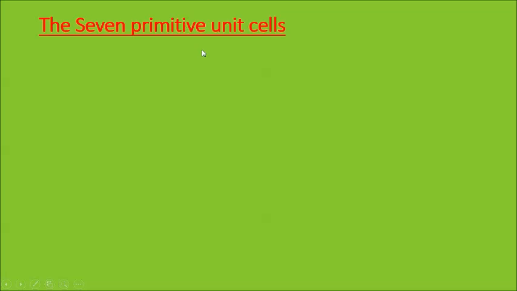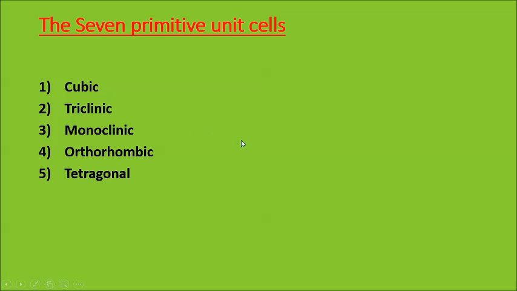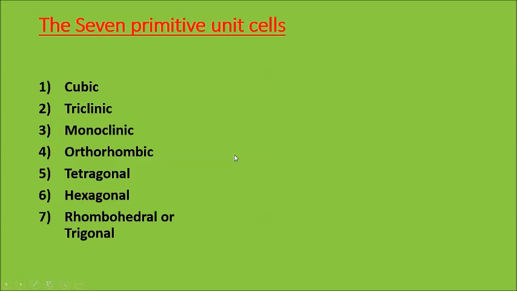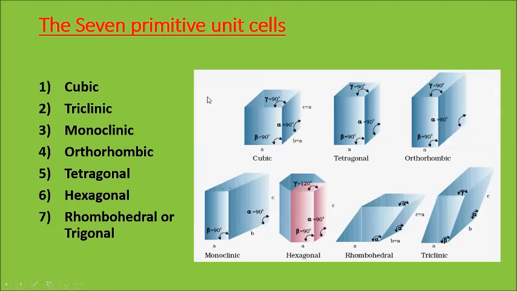Next, the primitive unit cells are classified as 7. That is 7 primitive unit cells we have. The first one is cubic unit cell, second triclinic, third monoclinic, fourth orthorhombic, fifth tetragonal, sixth hexagonal, seventh rhombohedral, or the other name of that one is trigonal. So these are the 7 primitive unit cells. That means these structures have constituent particles only at the 8 corners, and the structures of these primitive cells have different edge lengths and different interfacial angles.